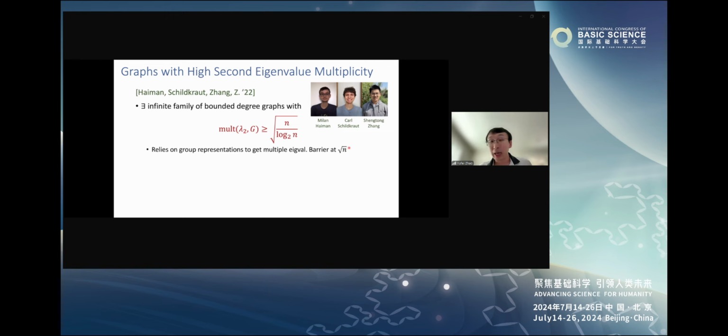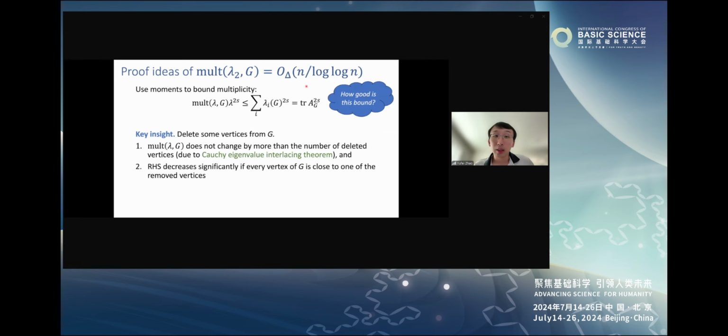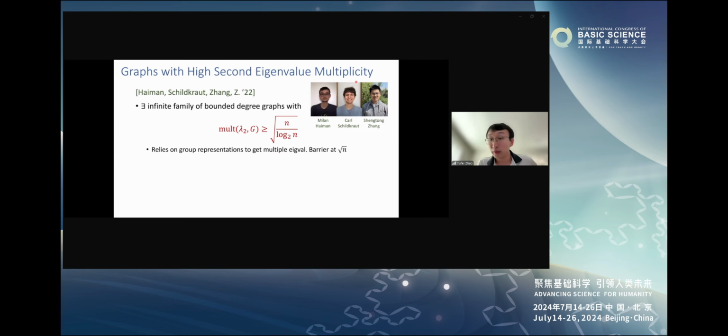So whatever ideas we used, we could push it to almost root n, but it could not go beyond root n. On the other hand, the best upper bound that we saw is n over log n. So there's a large gap between roughly square root n on one hand and nearly linear on the other hand. And we don't know which one the truth is closer to. That is very much an open problem.